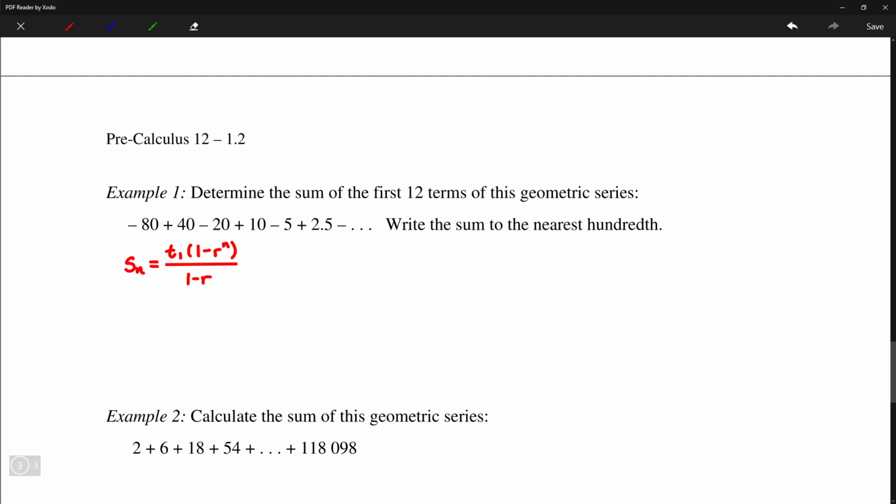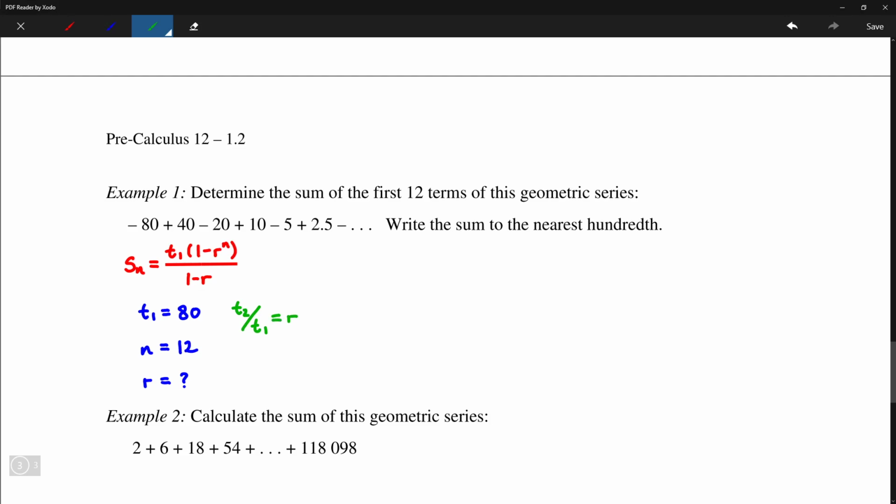Alright, so what do we know so far? We know that the first term t1 is 80. We know that we want the sum of the first 12 terms, so n is 12. But we don't know r. But of course, we know from the last section that we can find r pretty easily. t2 divided by t1 is equal to r.